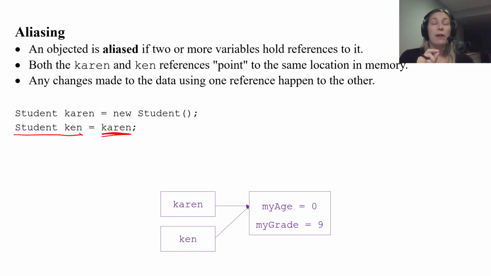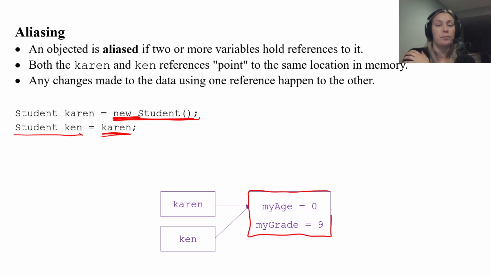Ken, as a reference variable itself, because he never used the new operator, a new student was never constructed. There was never a construction in memory of a new student. Remember, the only time we construct a new object is when we use the new operator in conjunction with the constructor. Otherwise, it's just what it is.